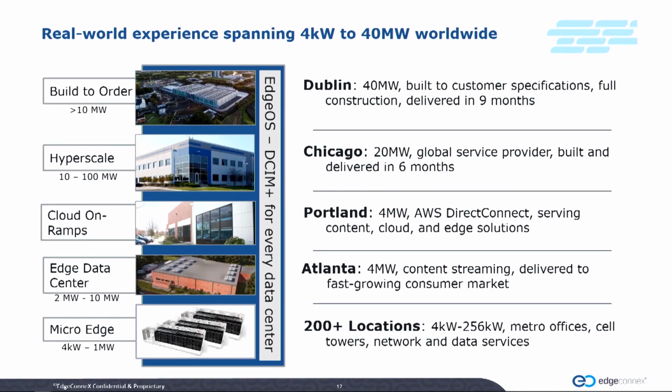So again, it just shows you everything from the micro edge, which is still in its infancy a little bit, but we just deployed the first one with Detroit, so we'll see how that goes. These can be a container, or it could be a single cabinet in a metro office or in cell towers, but we have access to all of them and the rights to all these buildings.